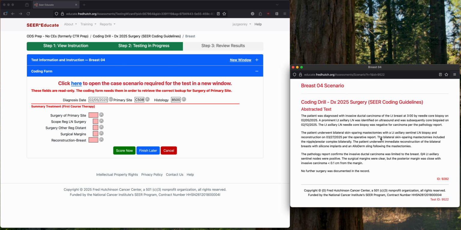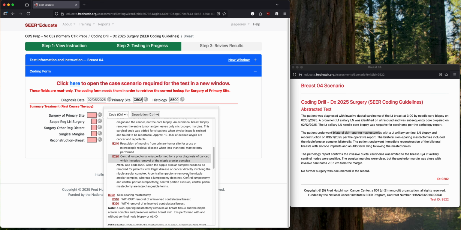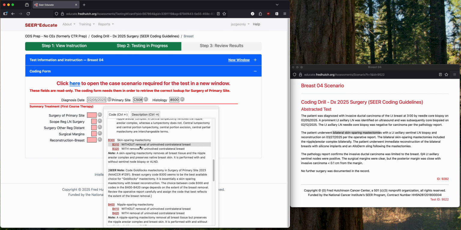So now we're going to go into the surgeries. I like to take note that the diagnosis includes the left breast. Now when they mention surgeries, they talk about undergoing a bilateral skin sparing mastectomy. There's a code for when there's a mastectomy on the diagnosed breast or diagnosed side, and including the non-diagnosed side. So that would be the without removal of uninvolved contralateral breast.